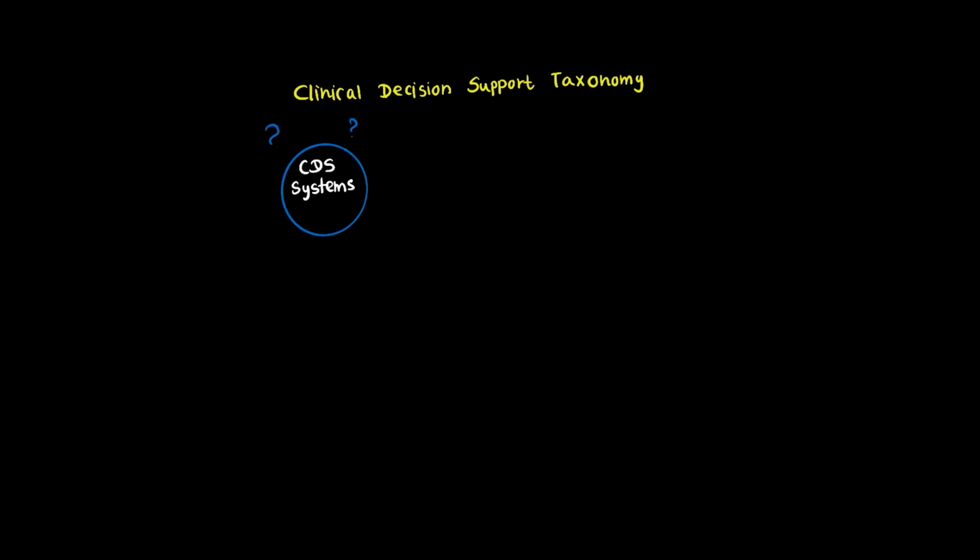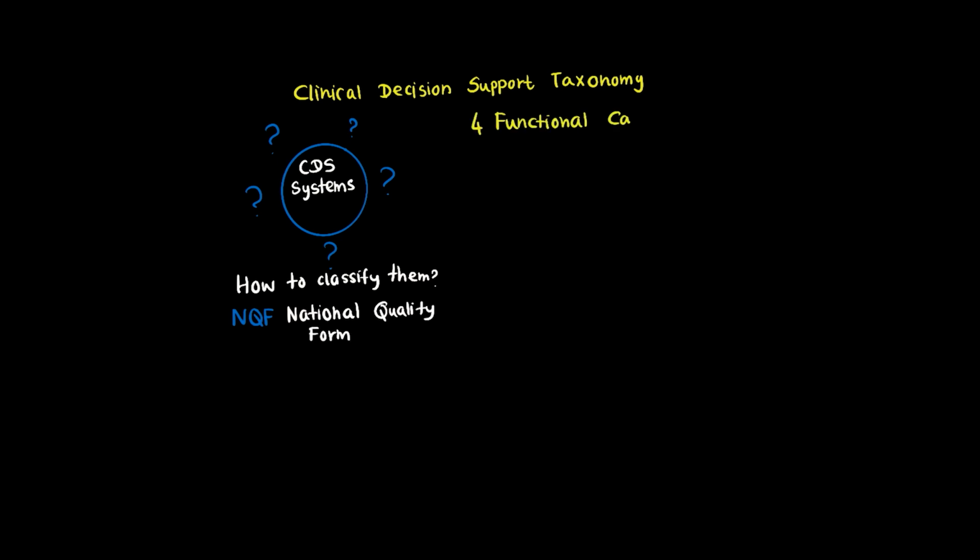Alright, let's explore how clinical decision support systems are organised and classified. When healthcare organisations implement CDS tools, they need a framework to understand what they're implementing and how different tools function. The National Quality Forum, working with partners healthcare researchers, developed a comprehensive taxonomy that breaks down CDS into 4 main functional categories. These 4 categories work together like a complete decision-making cycle.